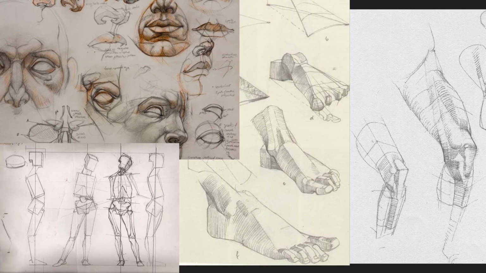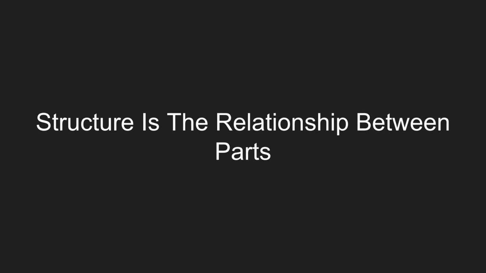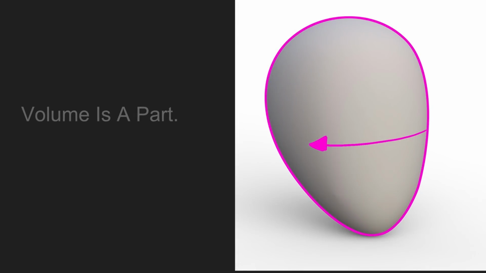You've got imagery here from Sabin Howard, who is just an amazing sculptor, an amazing draftsman, and structure's a really key part of what he does. Okay, this looks like anatomy, but it's something different. See, structure is the relationship between parts or elements, right? So we know volume is shape in 3D. Structure is the relationship between parts or elements. That's the key thing.